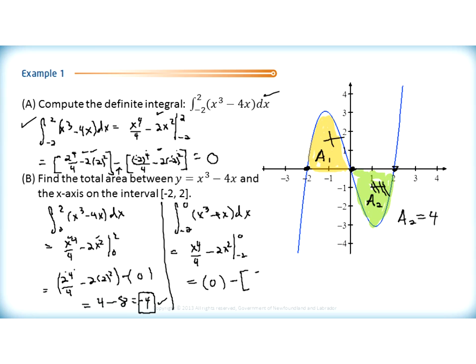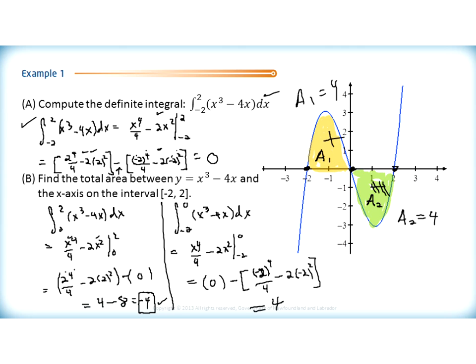So that's going to be -2 to the power of 4 divided by 4, subtract 2 times -2 squared. And that turns out to be equal to +4. So A1 is also 4.